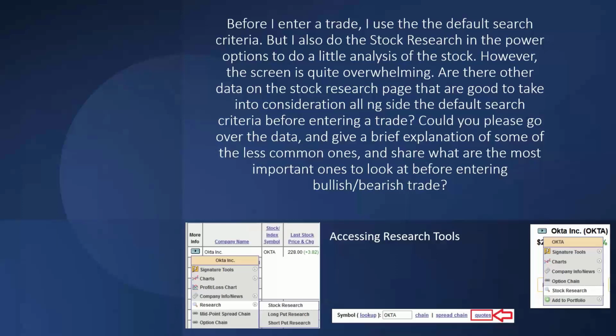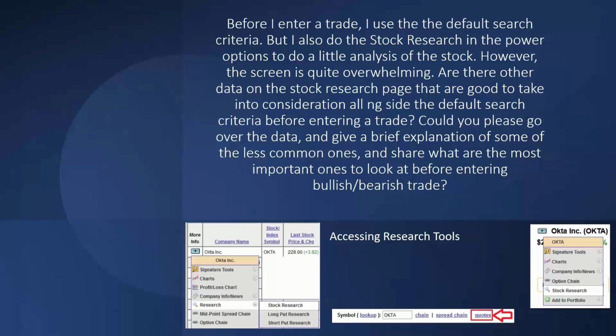Pavol's question is, before I enter a trade, I use a default search criteria, but I also do the stock research in PowerOptions to do a little bit of analysis. However, the screen is quite overwhelming. Are there other data on the stock research page that are good to take into consideration alongside the default search criteria before entering a trade? Can you please go over that data, give a brief explanation of some of the less common ones, and share what are the most important ones to look at before entering a bullish or bearish trade?